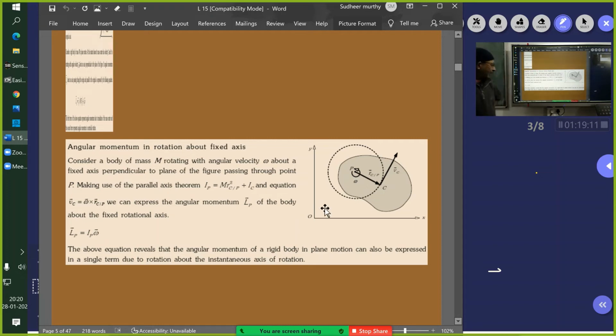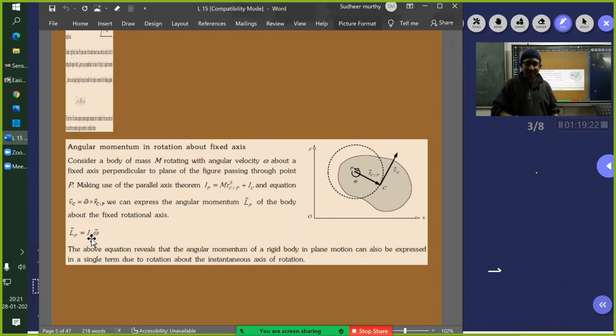But what you have to appreciate is that the angular momentum has changed because IP has changed. IP will change if the axis of rotation is shifted. Now this is very important. Why should the moment of inertia change if the axis of rotation changes?